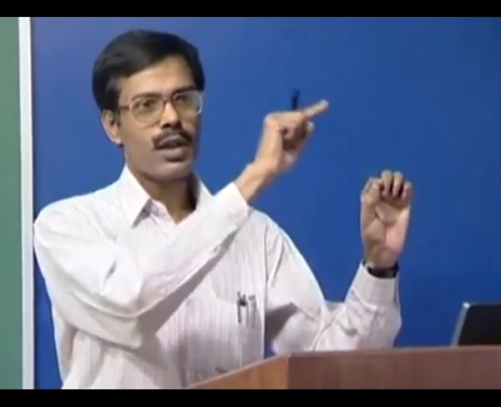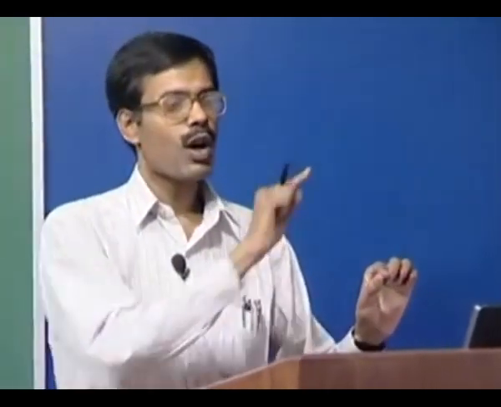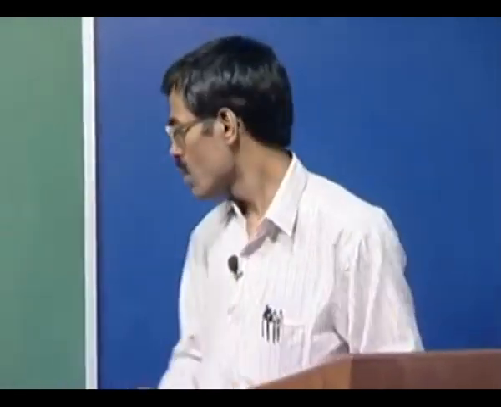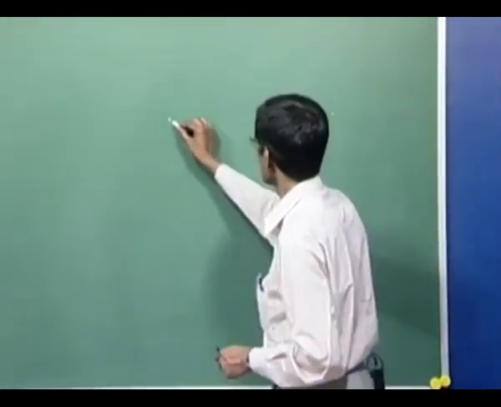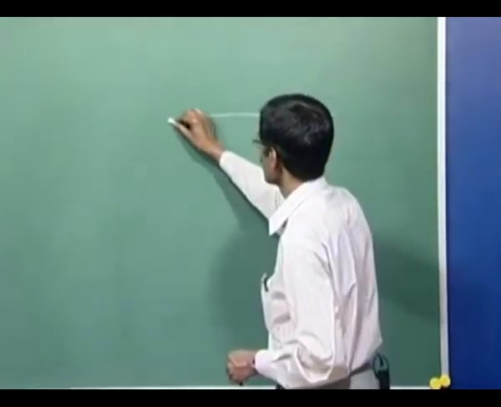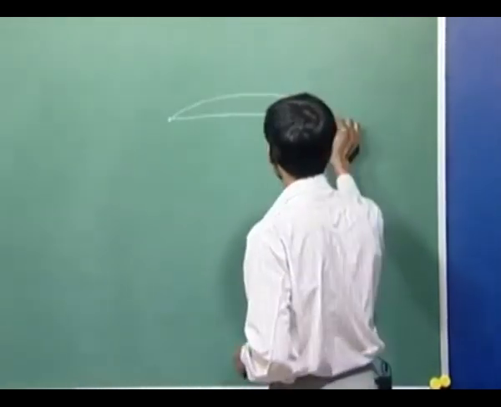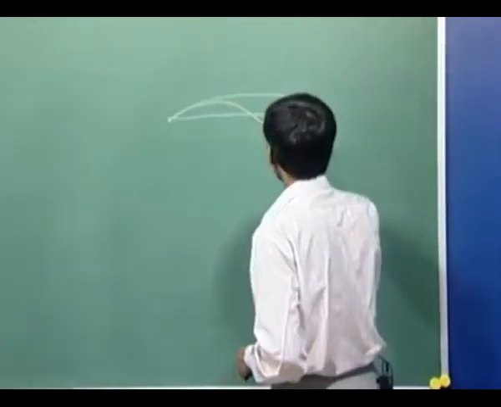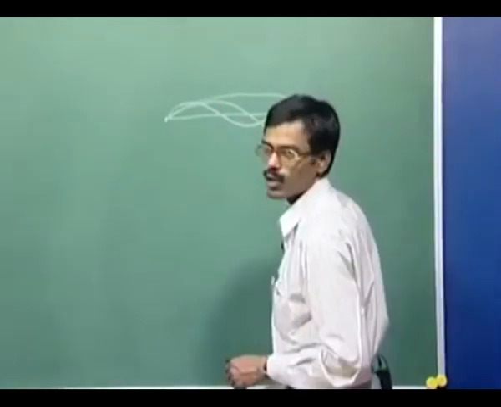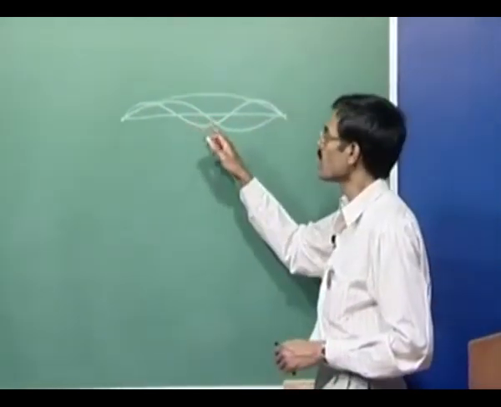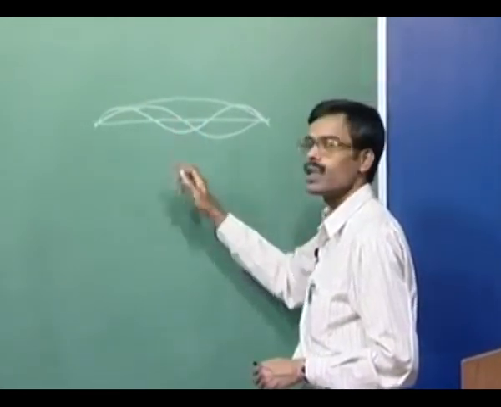This is like a string which can stay tight, or which can have this kind of a shape or this kind of a shape and so on. So, the different shapes of the string will be, one is this, and there is this, and there is this, and there is this and so on, for values of nu as 0, 1, 2, 3 and so on.